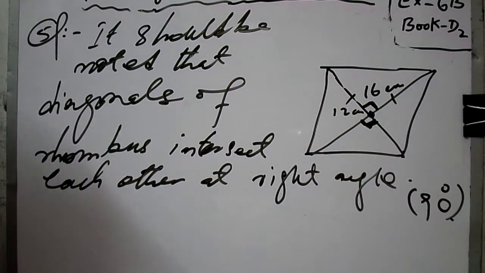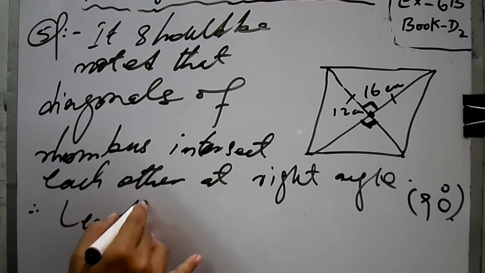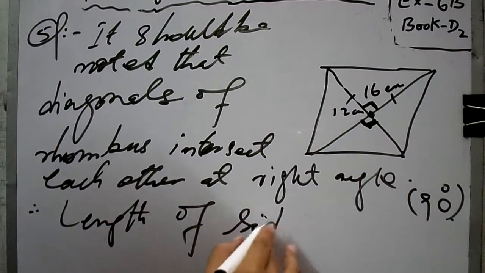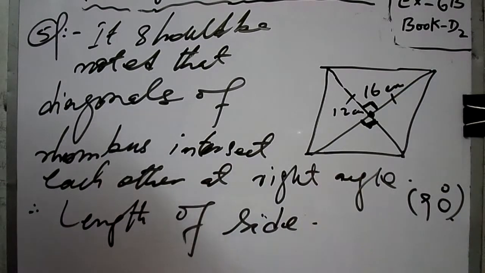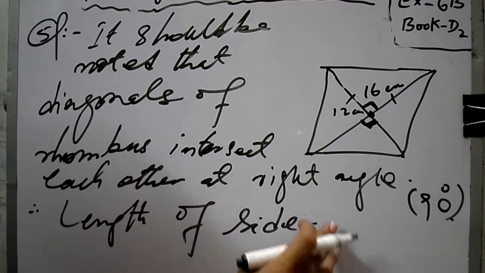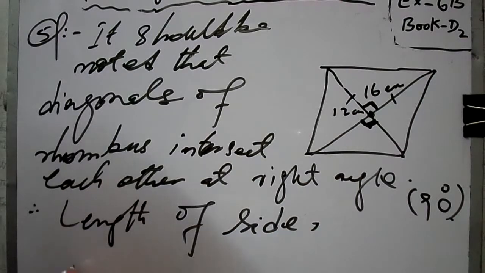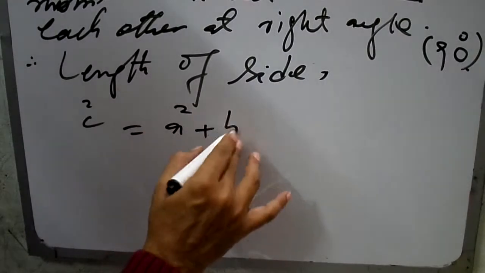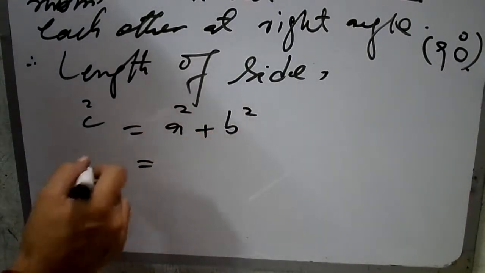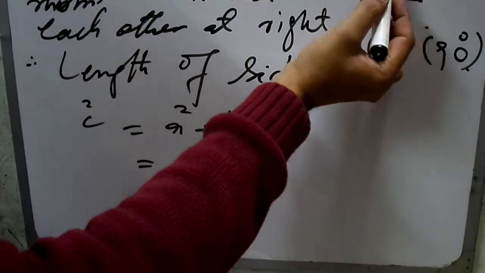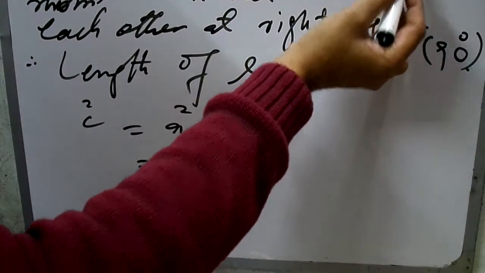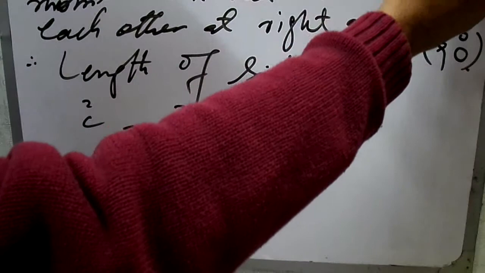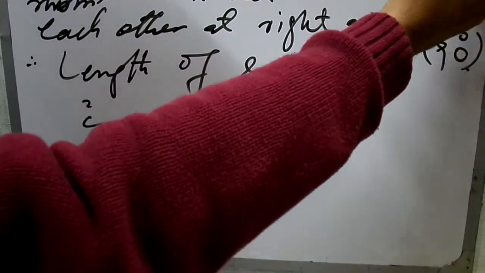So it means the length of a side. We have to find the length of a side. So no need to write this anyhow, for your convenience. The length of a side, that is, you have to find the value of c. That is, c square is equal to a square plus b square by the Pythagoras theorem, because if it is 90 degrees, then that is your base, that is your altitude, and that is your side length, that is your c.